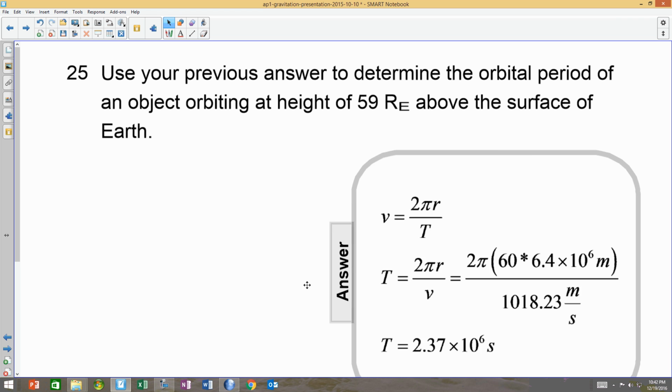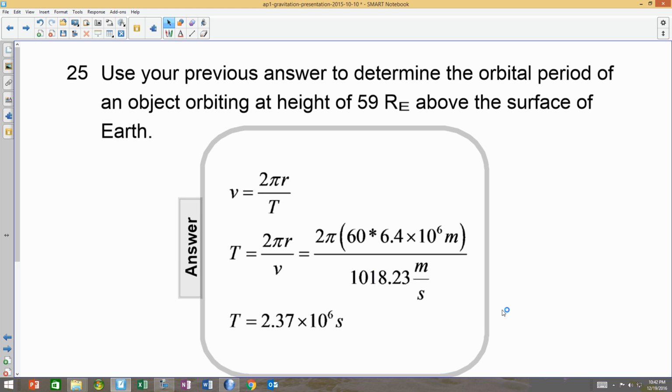Okay, so let's take a look at the answer. You should end up with 2.37 times 10 to the 6 seconds. Okay, here they use the whole number. I would have used 1.0 times 10 to the 3 meters per second, and then I would have had 2 sig figs in my answer. So my answer would have been 2.4 times 10 to the 6 seconds, or 2.3 times 10 to the 6 seconds.